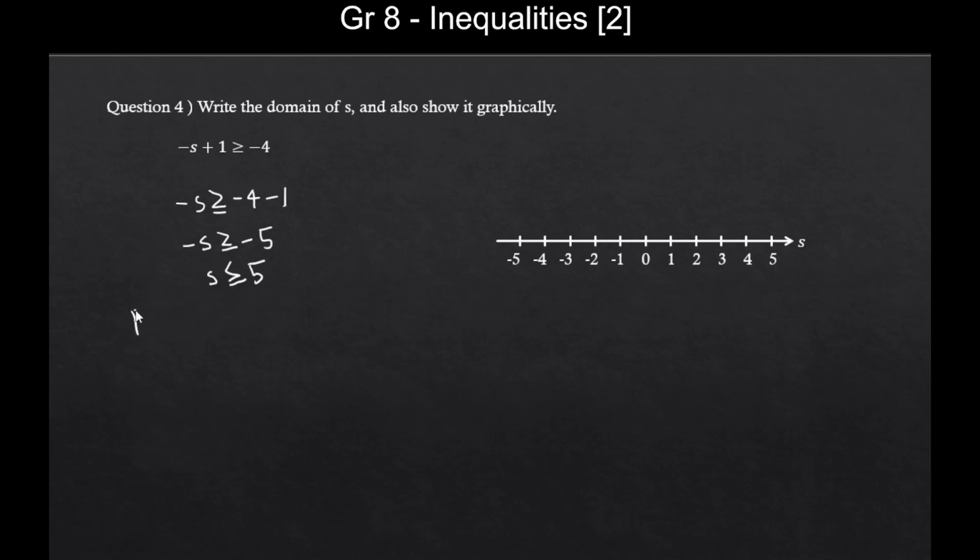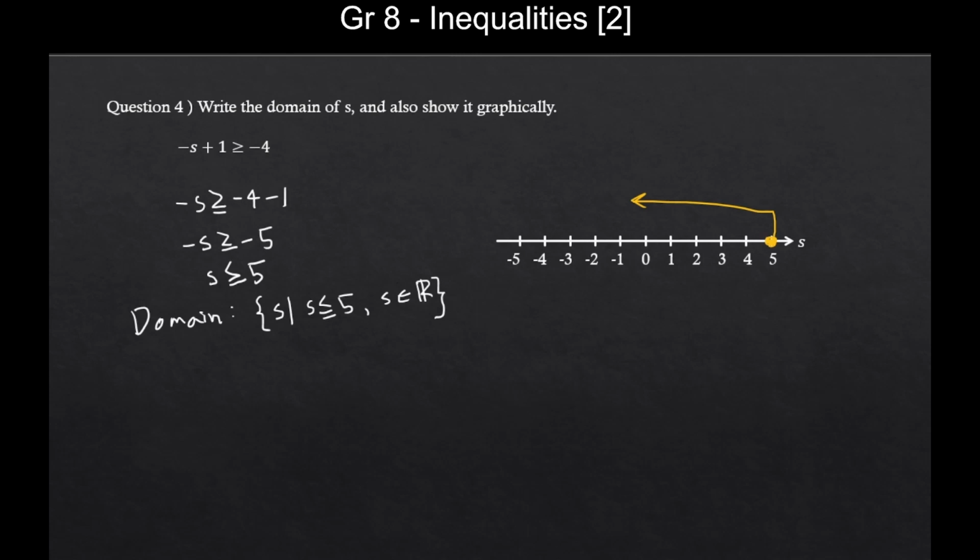Let's write the domain. Okay, so S is smaller than or equal to 5. Let's show this graphically. So I should color the dot on 5. And then S is smaller, so it should go toward the left. Sorry about the line, it should be a straight line. All good.